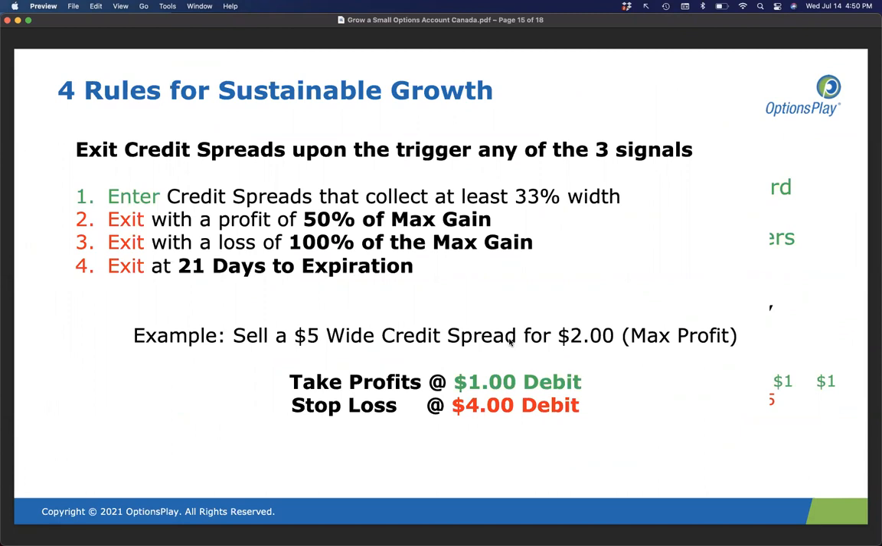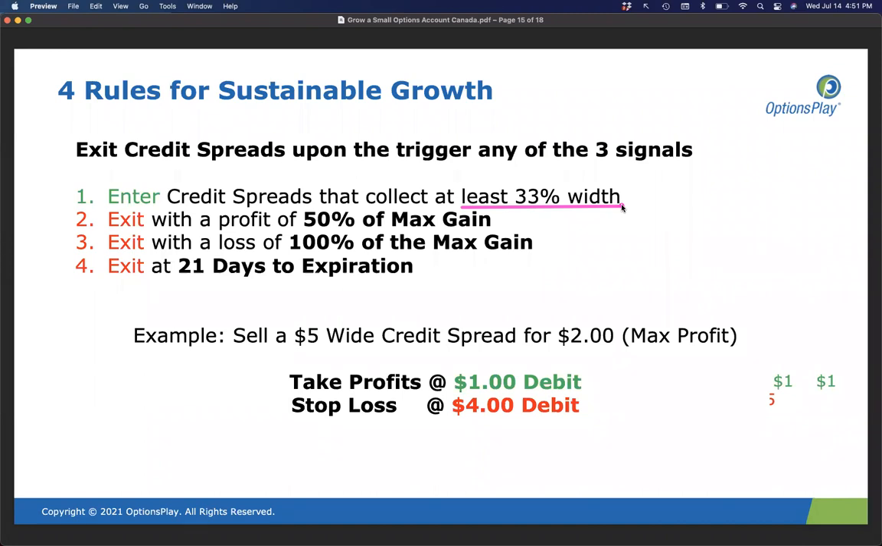So the first rule is to never enter credit spreads that collect less than 1/3 of the width. If you're collecting less than 1/3 of the width, the risk to reward is skewed against you. You never want to risk more than $2 for every $1 you can potentially make. So you can avoid that by making sure that you're collecting at least 1/3 of the width.